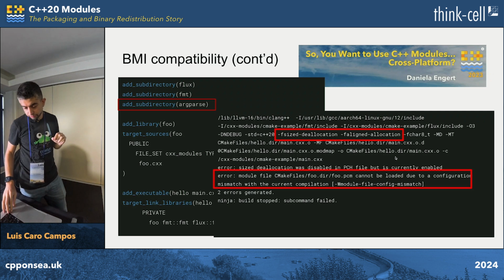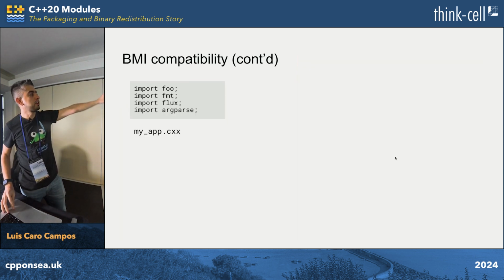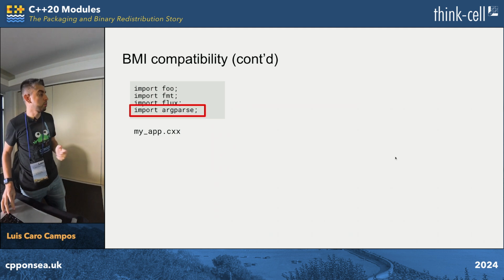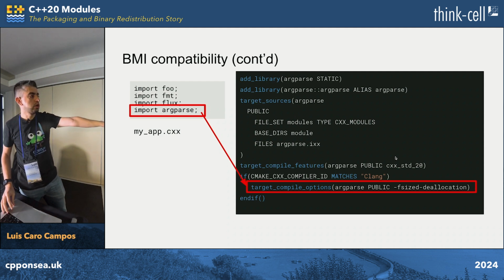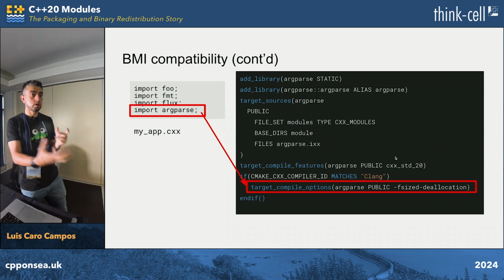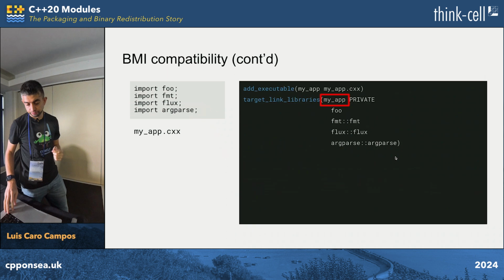And I had, let me show you. I have my app.cxx that was doing all of these imports, and all of them were part of the project. And in particular, the argparse target required the size deallocation flag, which was a public target compile option. And if you're familiar with CMake, this causes my app, when I link against argparse, to also add that flag. So we think, okay, this is working, right? Argparse needs to be compiled with size deallocation, and if you're using argparse, CMake will make sure that you're also compiling with this flag.